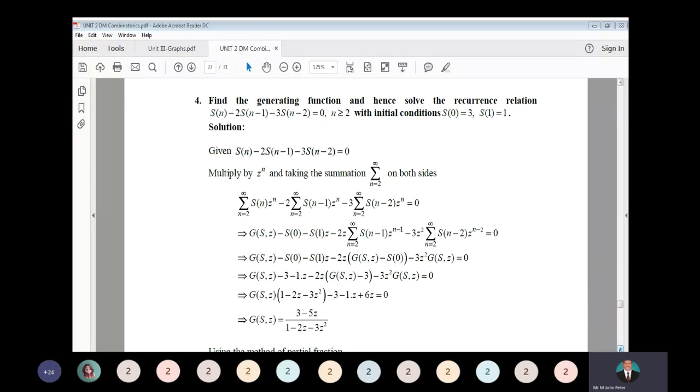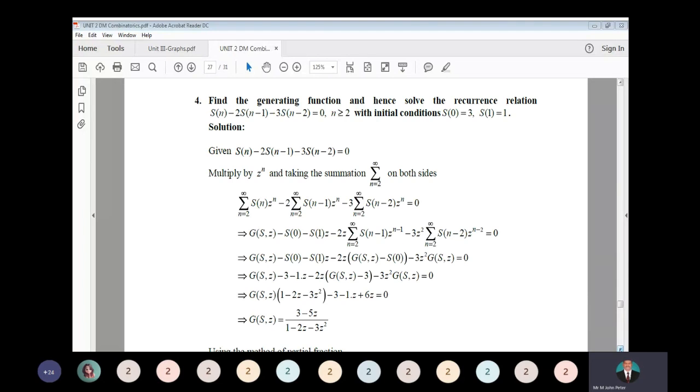Find the generating function and solve the recurrence relation. s of n minus 2 s of n minus 1 minus 3 s of n minus 2 equals 0, where n is greater than or equal to 2. Initial conditions: s of 0 equals 3 and s of 1 equals 1. So s of n minus 2 s of n minus 1 minus 3 s of n minus 2 equals 0. Multiply by z power n to find the generating function.